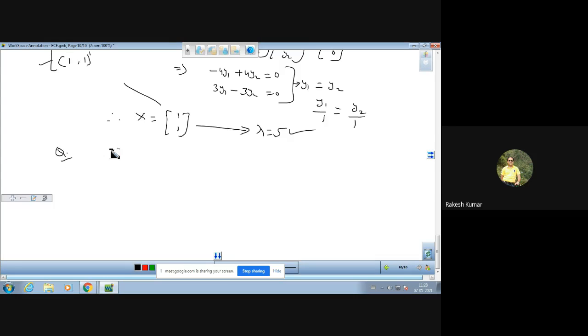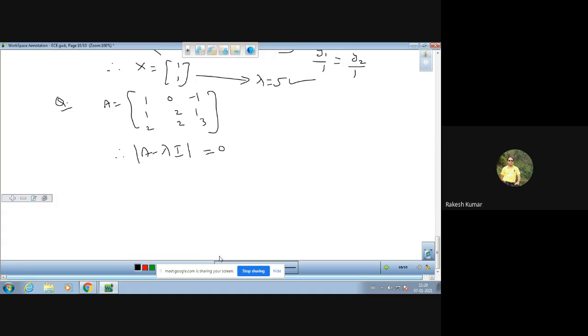Now let us take a question in which there is a 3 by 3 matrix. So the matrix A is 1, 0, minus 1; 1, 2, 1; and 2, 2, 3. This is matrix A we have. So what we need to find out: A minus lambda I determinant should be 0. Now I am doing it directly, you can simplify it a bit.